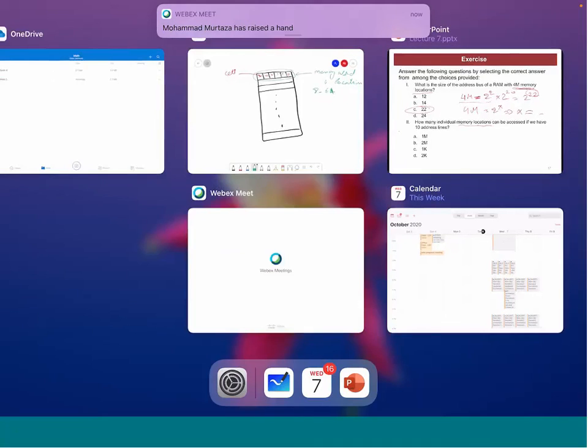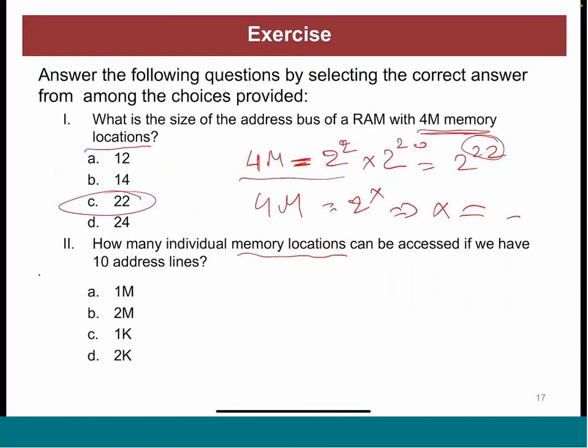Yes, Muhammad? It will be 2 to the power of 10, which will be 1024, which is 1K. Good. Right. So that's it for this lecture.